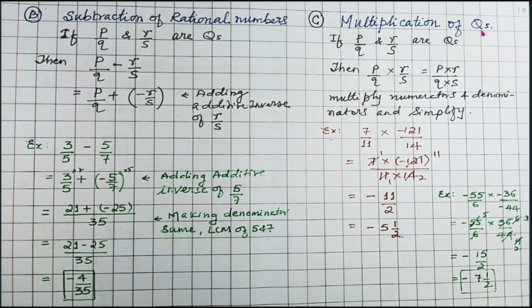Now multiplication of rational numbers is again a simple procedure. P by q into r by s: multiply the numerators p into r, and multiply the denominators q into s.